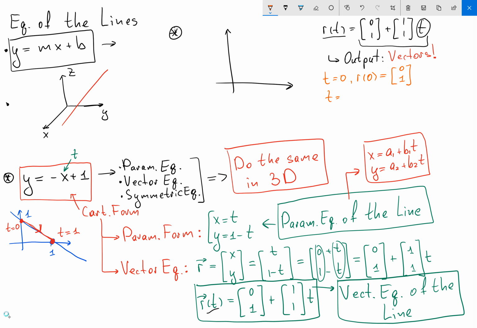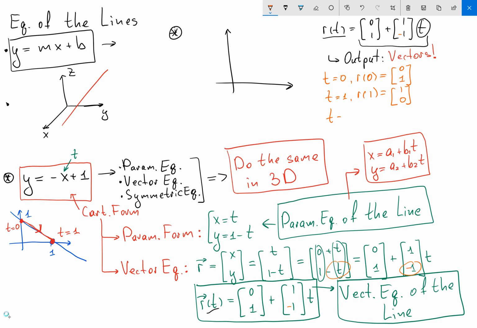When t equals 1, then r of 1, I see here I have a typo. My typo is that I have minus t. So I have minus 1 here, minus 1 here, and minus 1 here. Sorry about this mistake right here. Okay, so then r of 1 is going to be 1, since 0 plus 1 is 1 for my first component, and my second component is going to be 0.